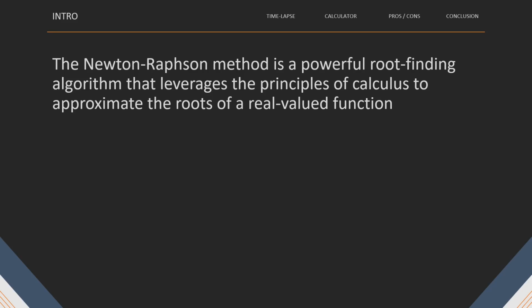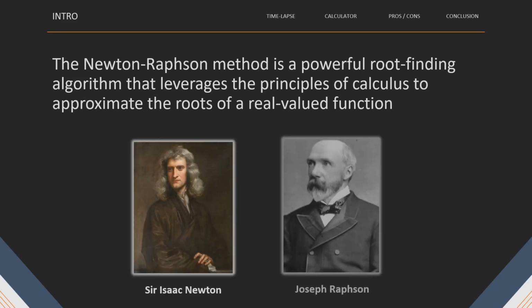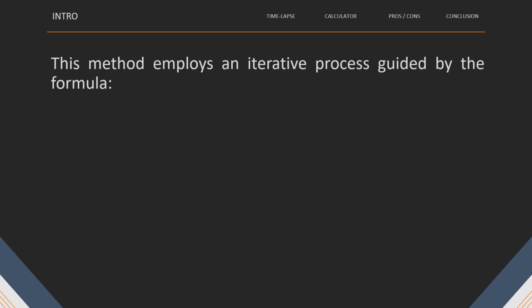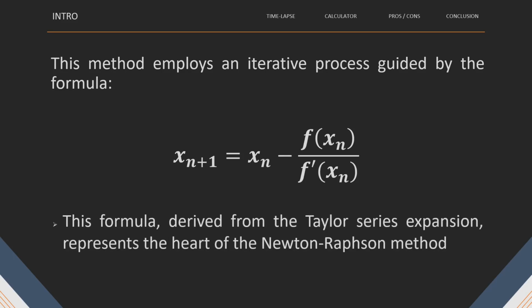The Newton-Raphson method, named after Sir Isaac Newton and Joseph Raphson, is a powerful root-finding algorithm that leverages the principles of calculus to approximate the roots of a real-valued function. This method employs an iterative process guided by this formula. This formula, derived from the Taylor series expansion, represents the heart of the Newton-Raphson method.